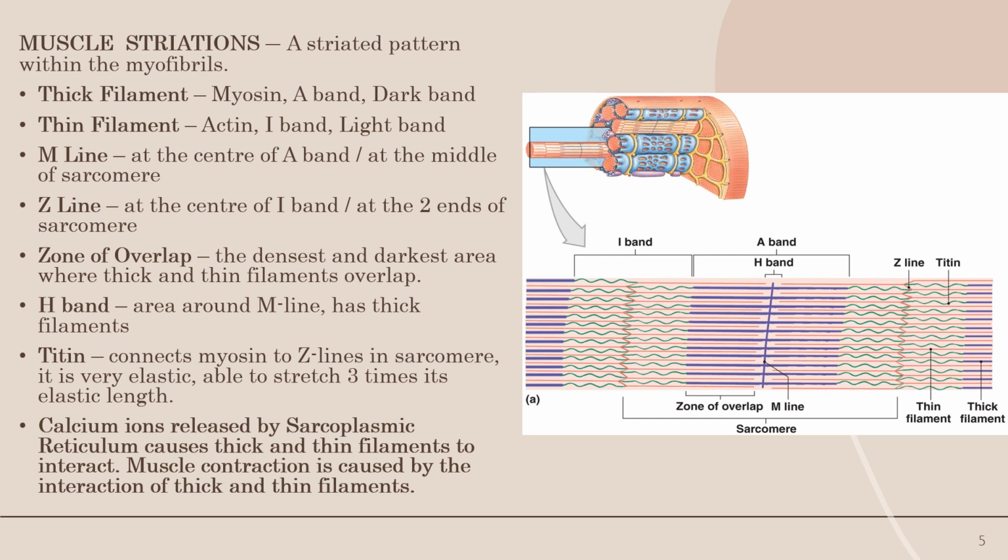Titin connects myosin to the Z lines in the sarcomere. It is very elastic, able to stretch to three times its resting length. Calcium ions released by the sarcoplasmic reticulum cause thick and thin filaments to interact. Muscle contraction is caused by the interaction of thick and thin filaments.